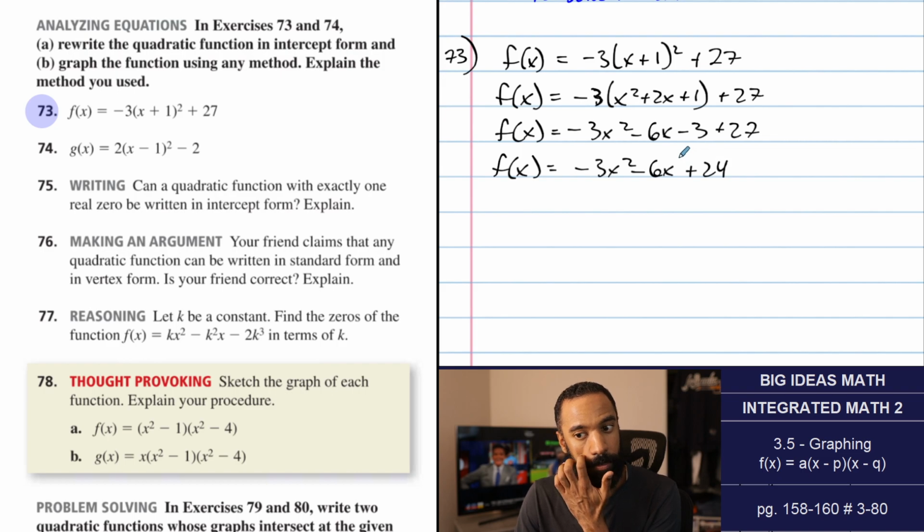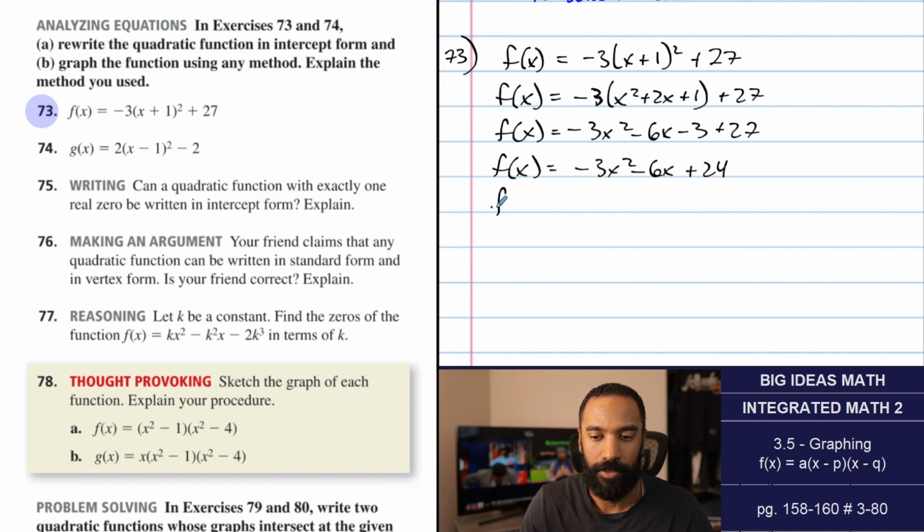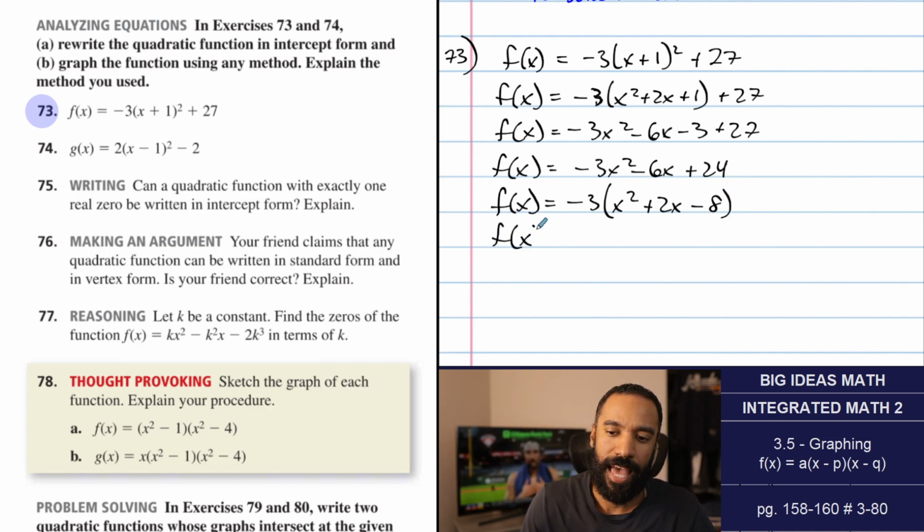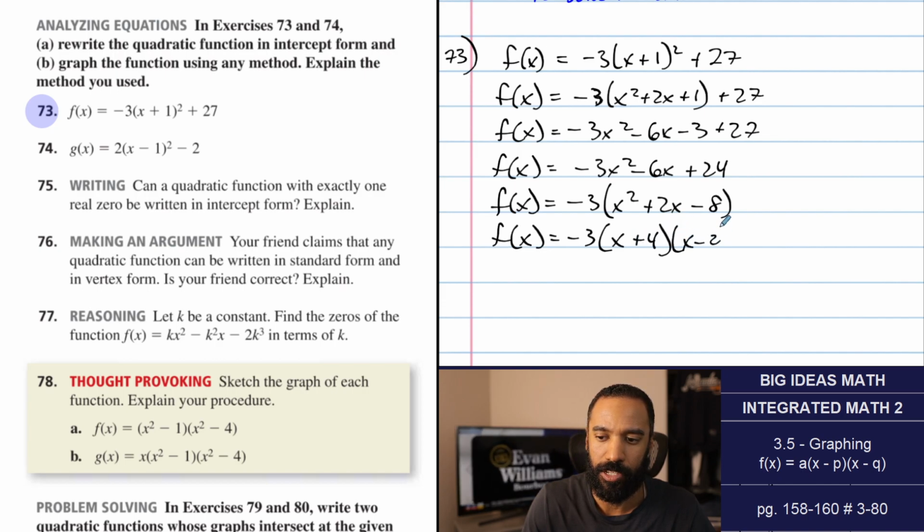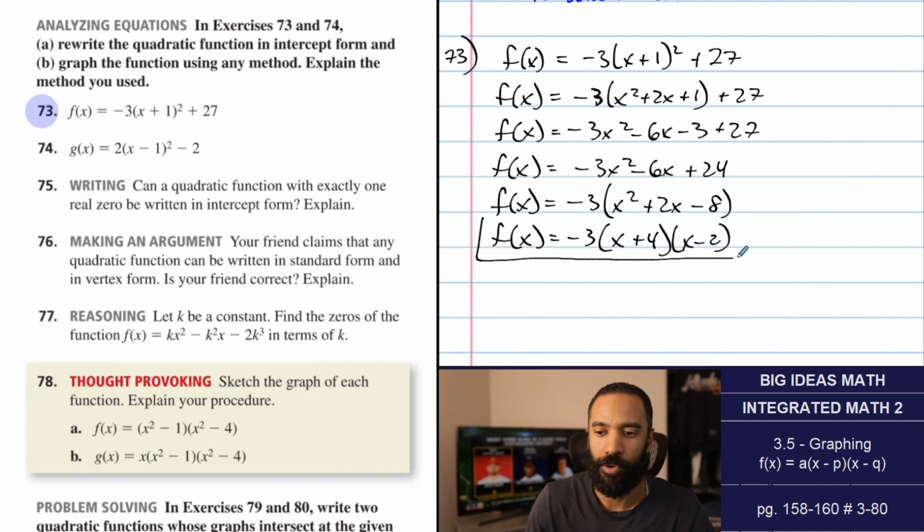Okay, there's standard form. For factored form, we factor this now. So we start with the negative 3 GCF, which was not a GCF before for everything, it was just for these terms. So now it's x squared plus 2x minus 8. And that now factors into, I think we had this before, x plus 4 times x minus 2. So there's our factored form of this thing.